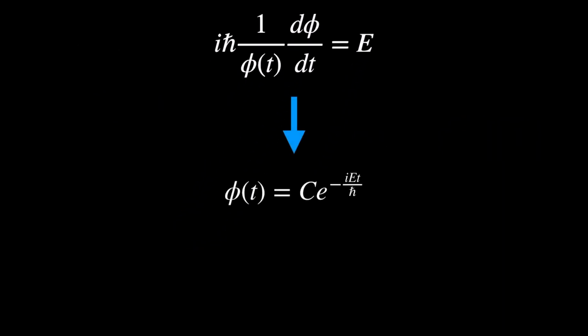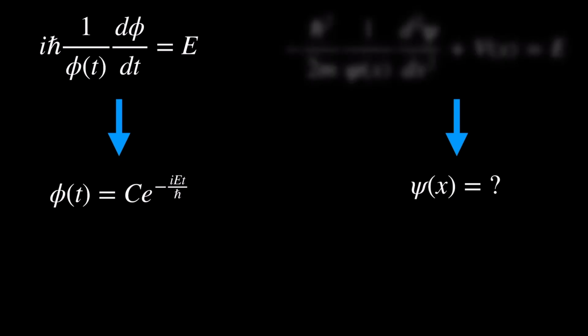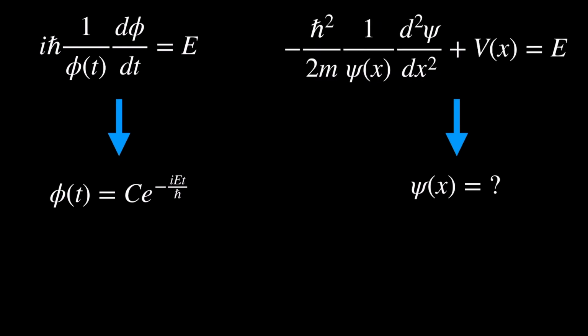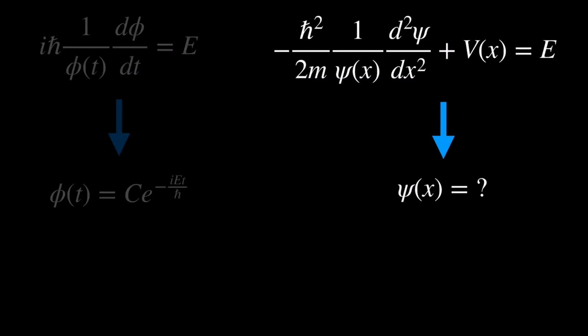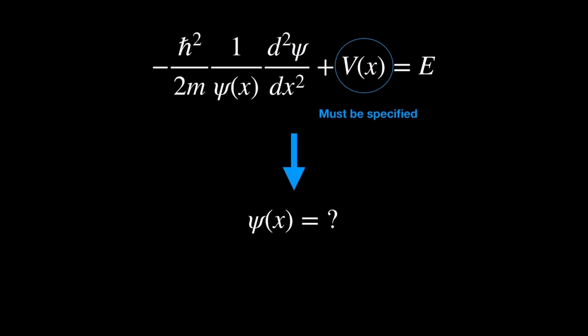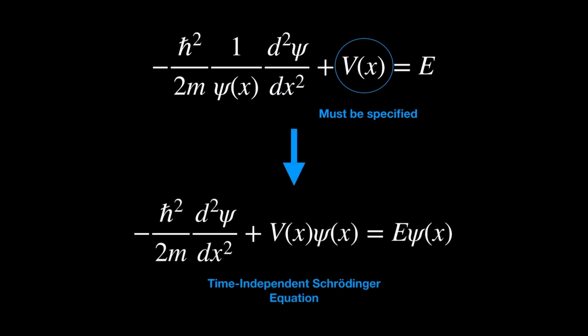Solving for the time-dependent phi yields a negative complex exponential. Solving for the other side of the Schrödinger equation is a little more difficult because in order to solve this side of the Schrödinger equation, a potential must be first specified. Furthermore, if we rearrange the time-independent side of the Schrödinger equation, we now have what's referred to as the time-independent Schrödinger equation.